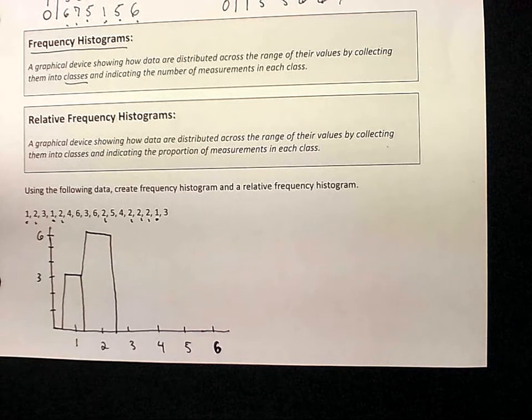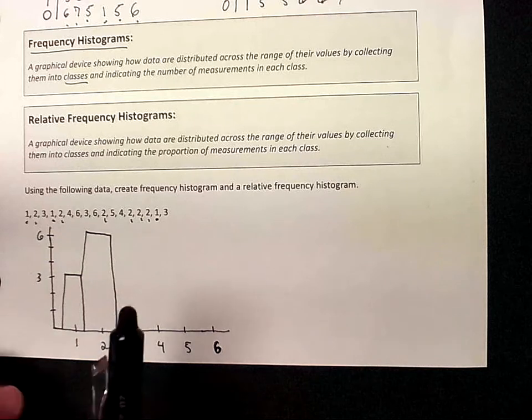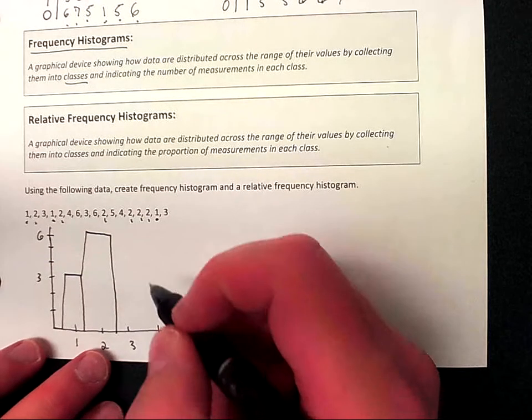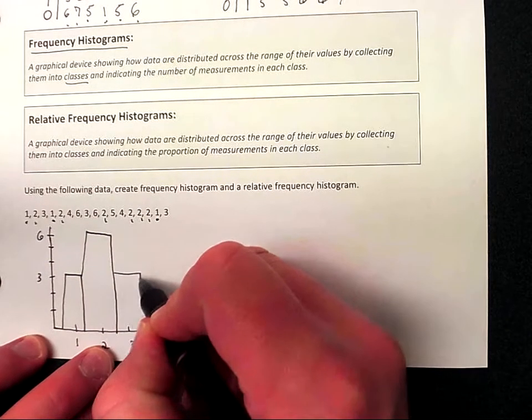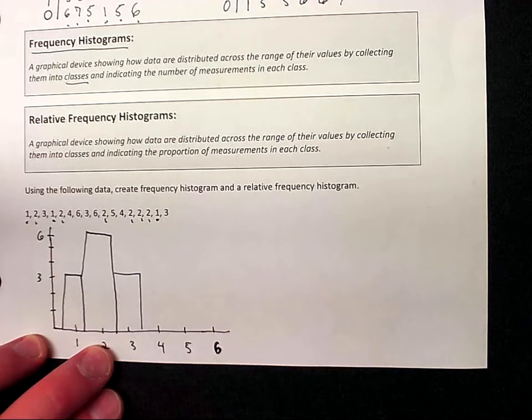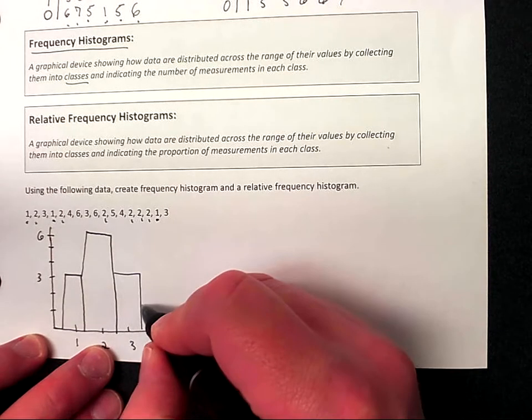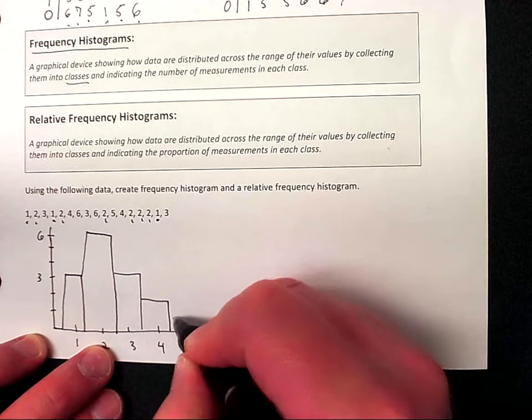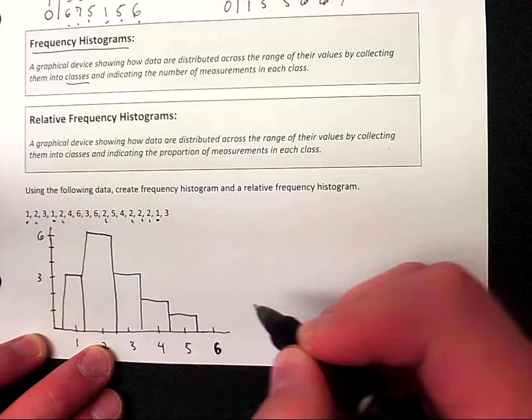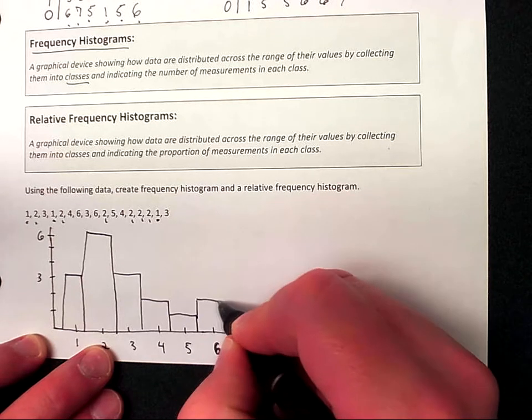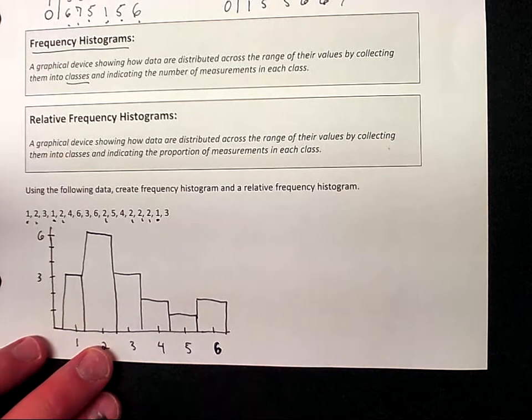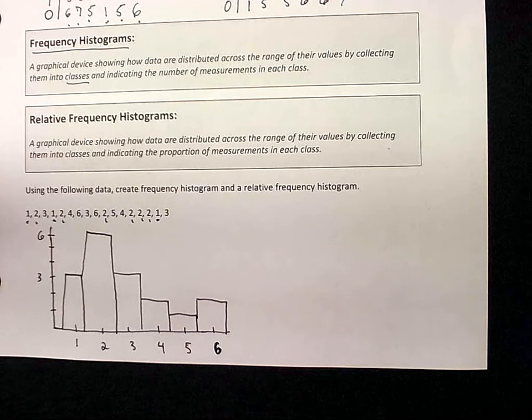Anybody need a little extra time? All right, let's finish this one off together. How many 3s do we have? 3 of them. How many 4s do we have? How many 5s do we have? And how many 6s do we have? So it looks something like this. Cool. Any questions about this frequency histogram?